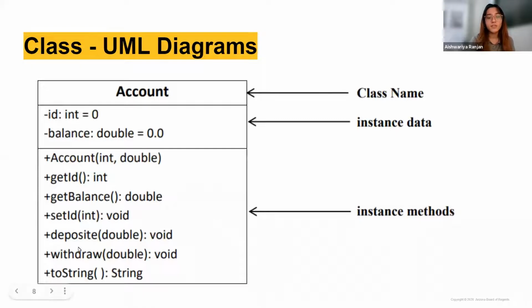However, these methods can be accessed from other classes, like the main. You could call these methods in the main because of the plus sign, because they're public methods. But you couldn't access these variables from main because they're private to this class.